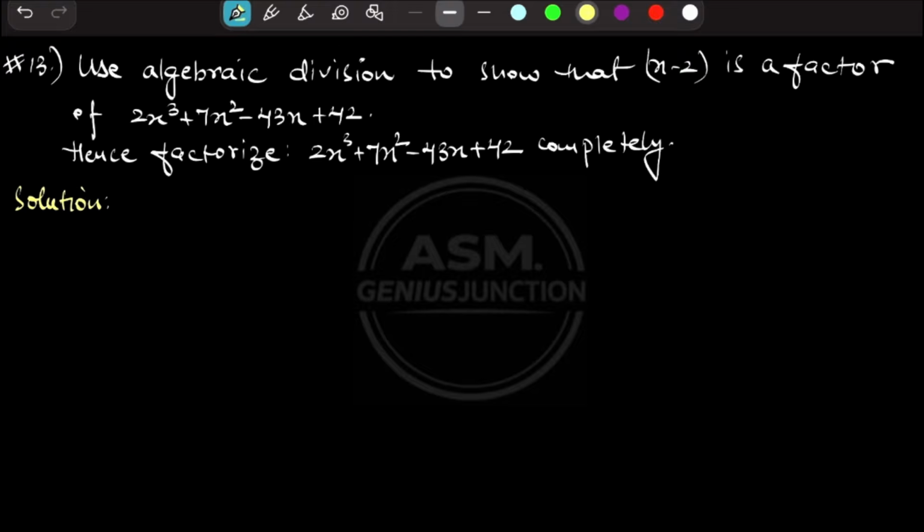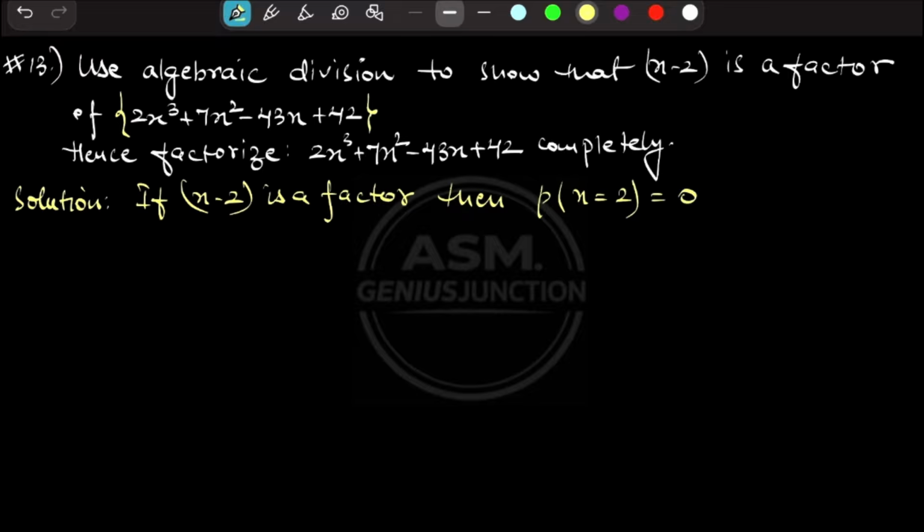Question says that use algebraic division to show that x minus 2 is a factor of the complete expression. So I can say that if x minus 2 is a factor, then in the polynomial if I put x equals 2, it should be 0. Let's check. So what we are going to do, I will put p of 2.